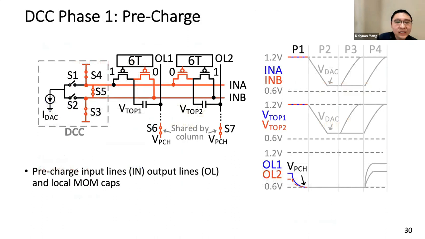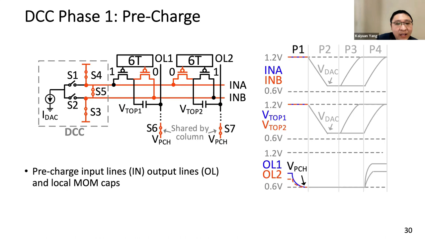So here is the detailed operation of the charge domain computing. I will quickly go through it. If you want to learn more detail, please check out the paper. Basically, in the first step, we have this structure such that no matter whether your weight is stored as a zero or a one, you are able to see the same impedance at the bottom plate of the capacitor, so that you can use a simple current source to charge these nodes.